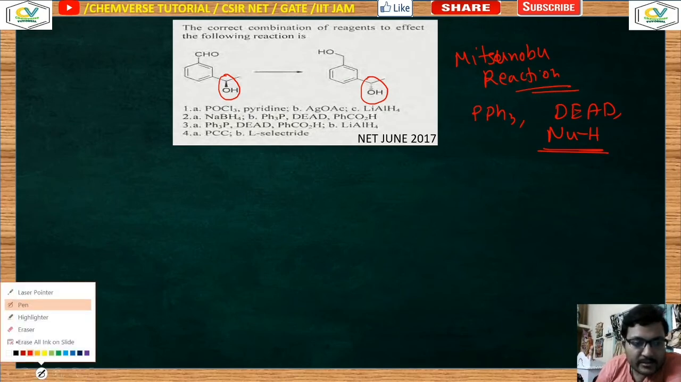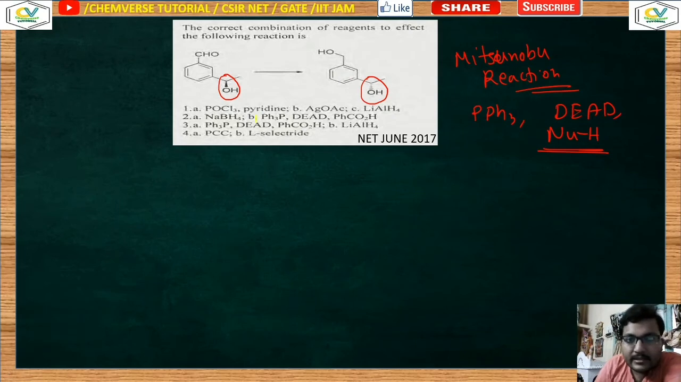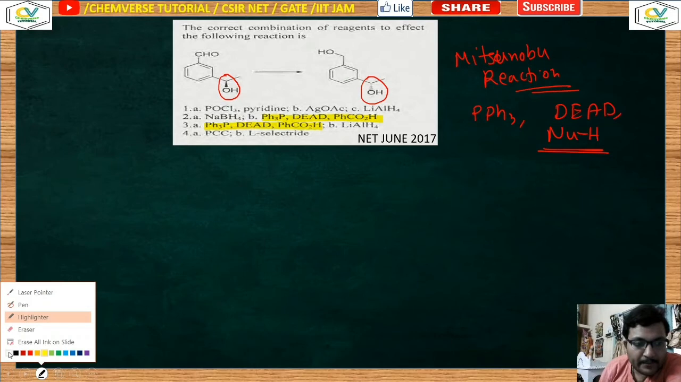So I am highlighting it, okay. Now look at this. This is your Mitsunobu reagent. In option number B, we will find Mitsunobu reagent. In option number 3, so option number 2 and 3, you can get the Mitsunobu reaction. So your job is to check these two options first. Now, if I check the first option, what could happen?